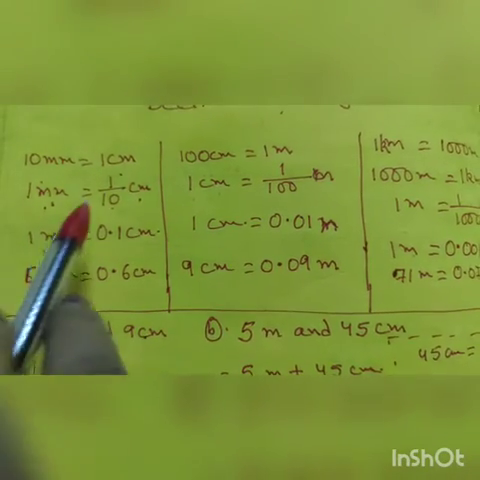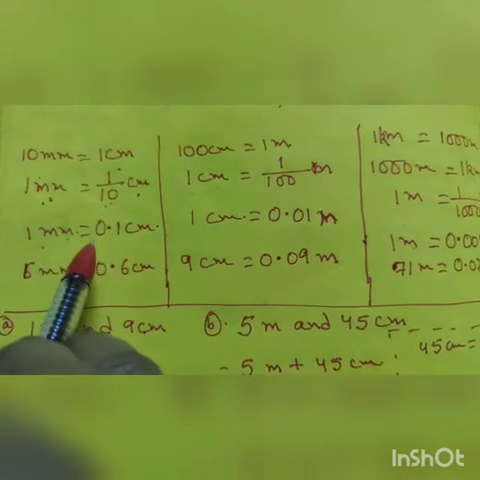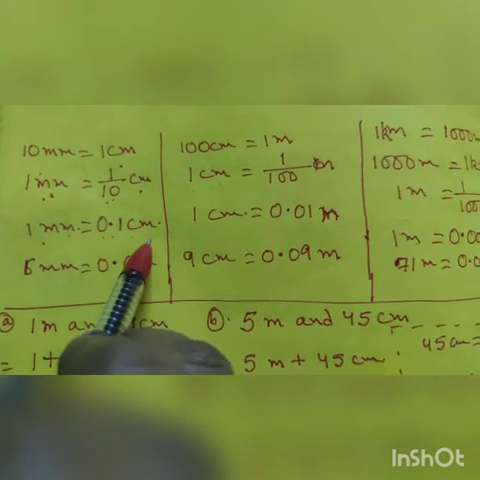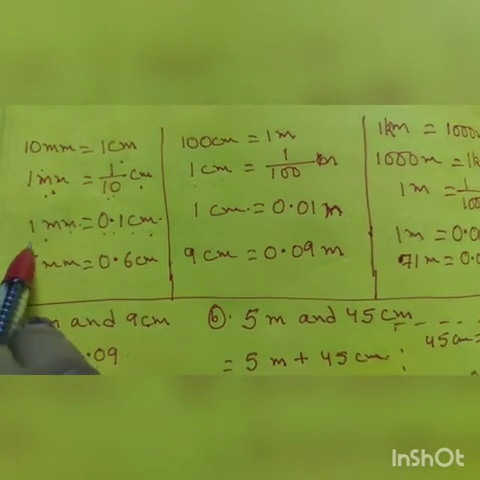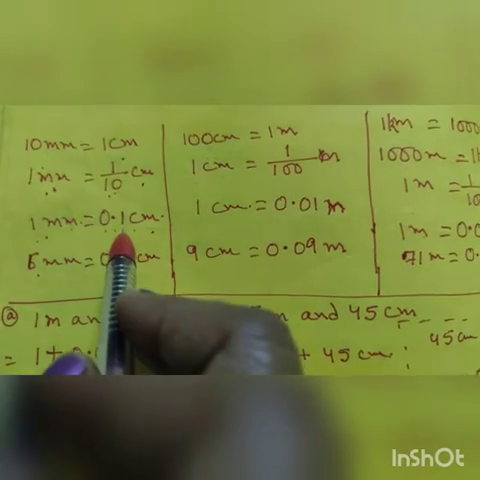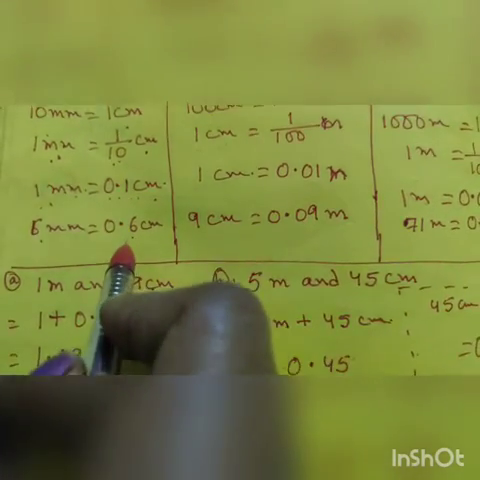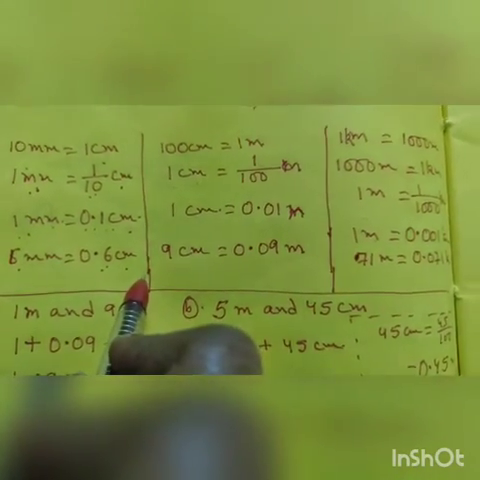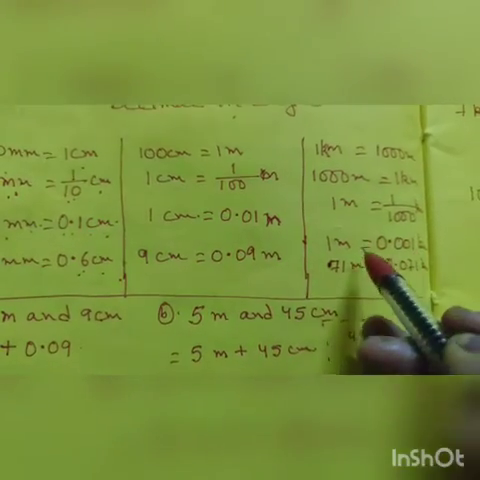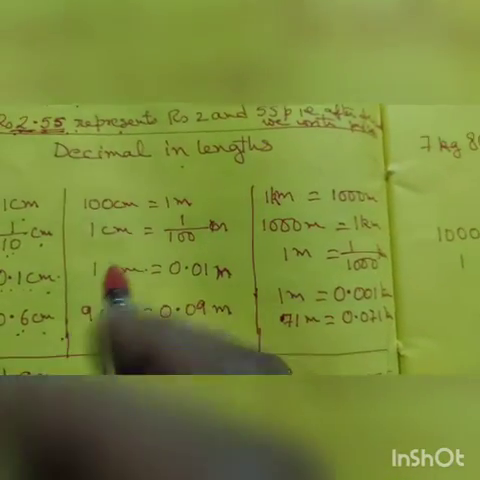Now 1 millimeter, since there is only 1 zero, we will be writing 0.1 centimeter. Now what if it is 6 millimeter? It is the same process. We will be writing 6 by 10, so we will be getting 0.6 centimeter. I am showing you the conversions first, then I will show you how you add it up.